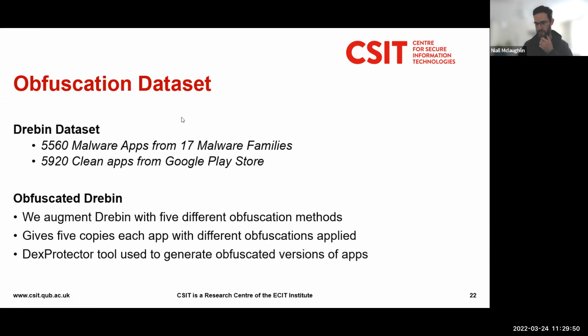The first thing that we did was we needed a data set to work on. So we used the DANdroid data sets. This consists of roughly 5,000 malware apps from different malware families. We also had a bunch of clean apps collected from the Google Play Store. We took this DANdroid data set and applied a lot of different obfuscation methods to it, using this tool, Dex Protector, which is able to automatically apply obfuscation to Android APKs. What we ended up with was 5 different copies of the data sets, each of which has the same apps, but with different obfuscation methods applied to it.